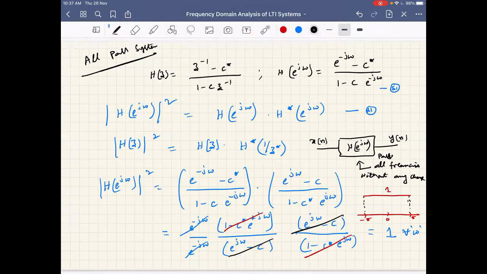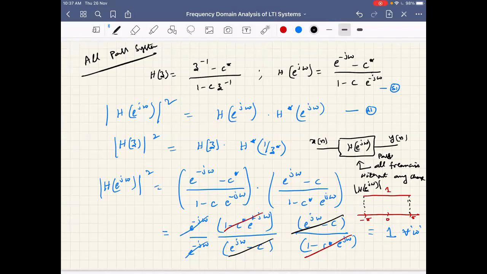Please note that this repeats from minus pi to pi. So the spectrum is all flat, we say. And then this is H of e power j omega, the magnitude. So here we are not bothering about the frequency. We have just analyzed how the magnitude response of the all pass system will be.